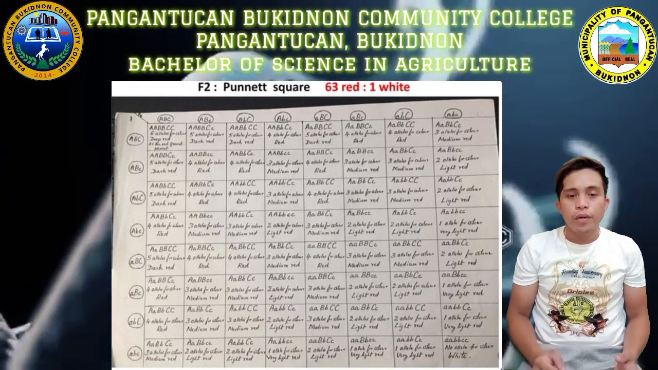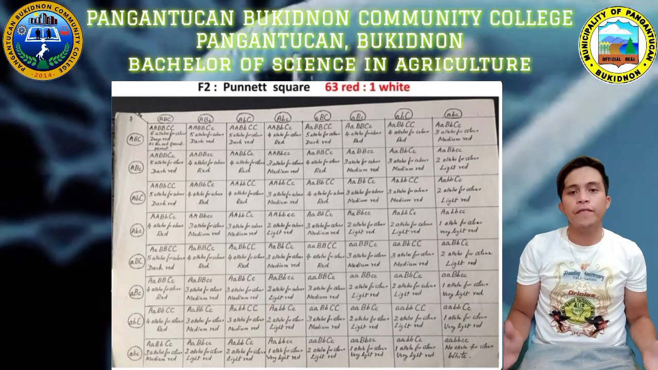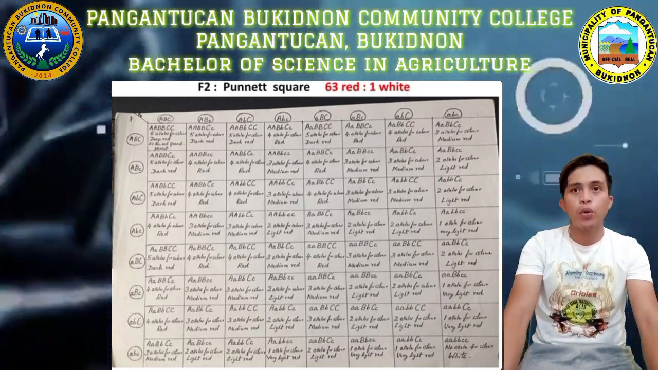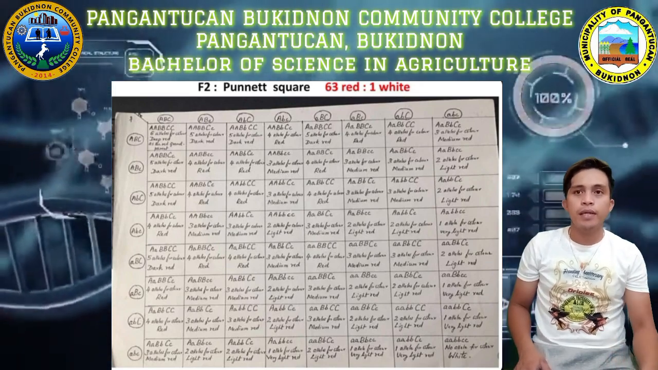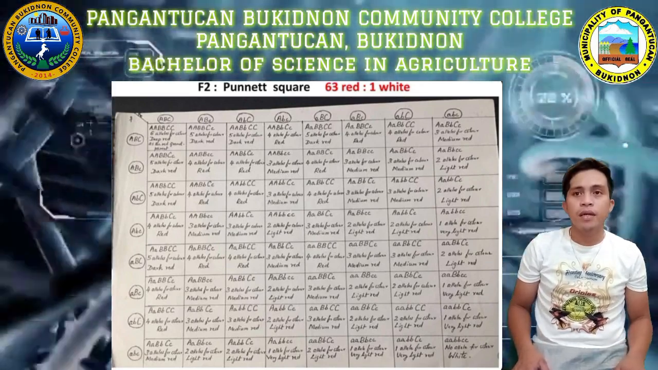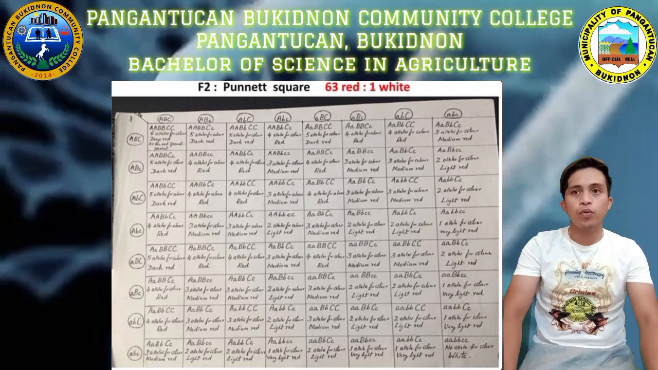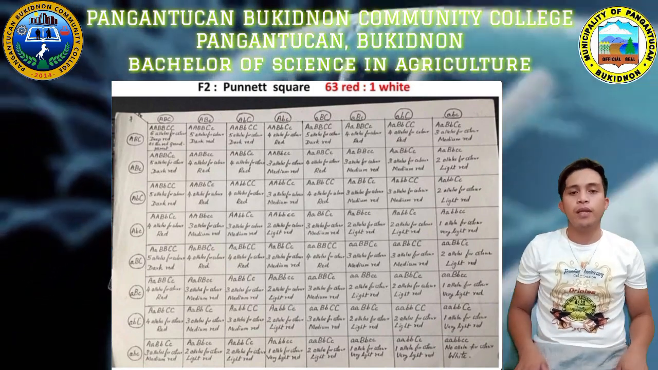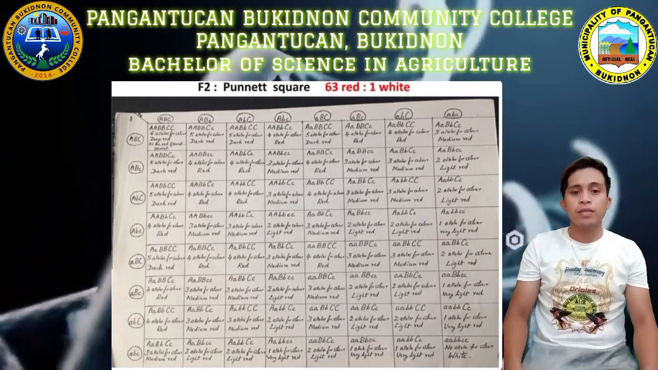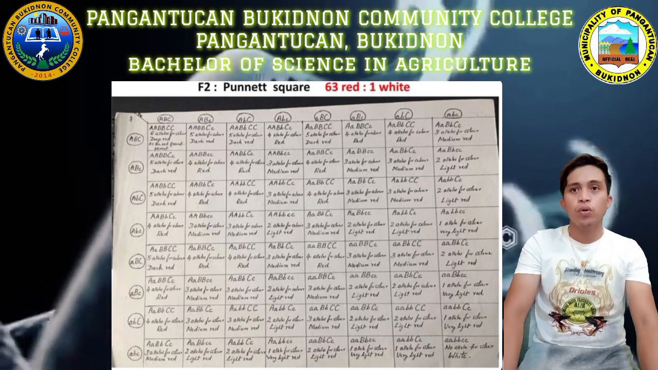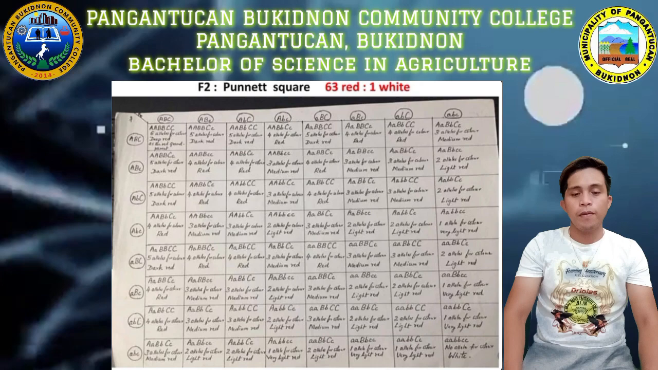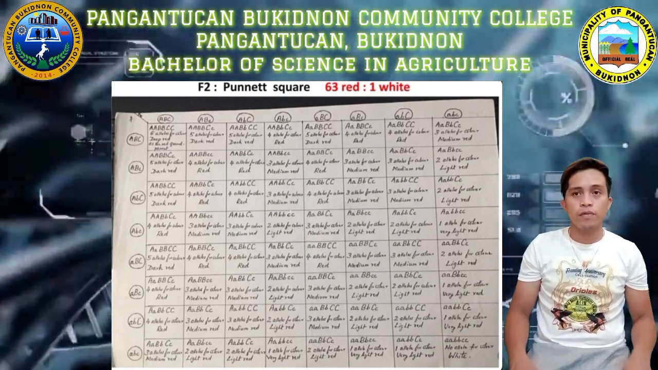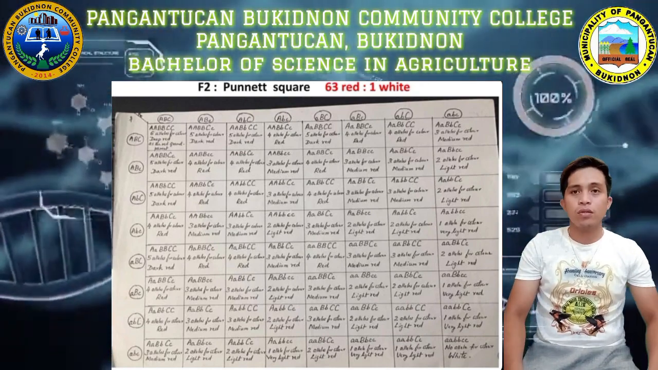Thus there are 7 phenotypic classes that show continuous variation: 1 deep red to 6 dark red to 15 red to 20 medium red to 15 light red to 6 very light red to 1 white. So the ratio given is 1 to 6 to 15 to 20 to 15 to 6 to 1.